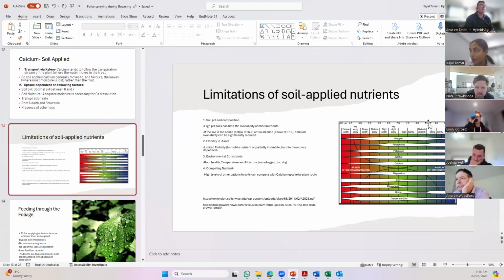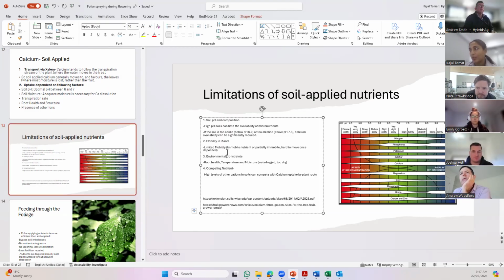Obviously, if there are extreme pHs in the soil, it will impact the availability of micronutrients, calcium as well. So too acidic, too alkaline, no good for calcium availability. Mobility in the plants of certain nutrients will behave or move in different ways. Especially calcium and the trace elements that we are looking at for the flowering period, they are either immobile or partially mobile, so it's hard to move them once they're deposited. So that rapid movement obviously is a bit of a limiting factor.